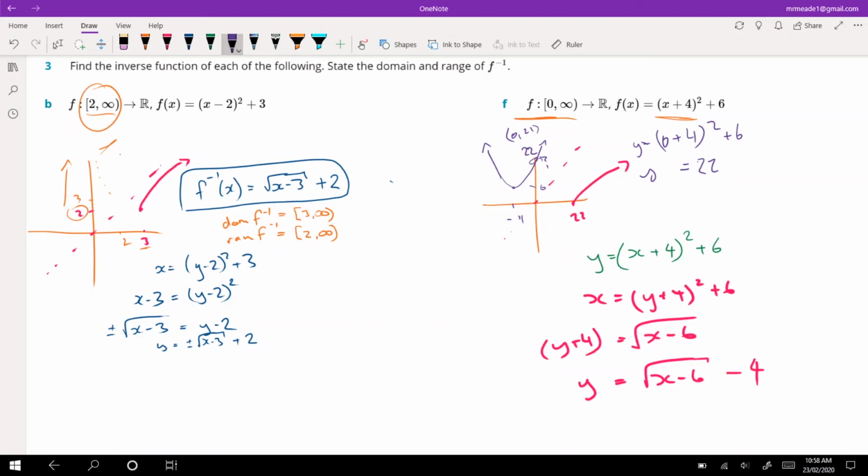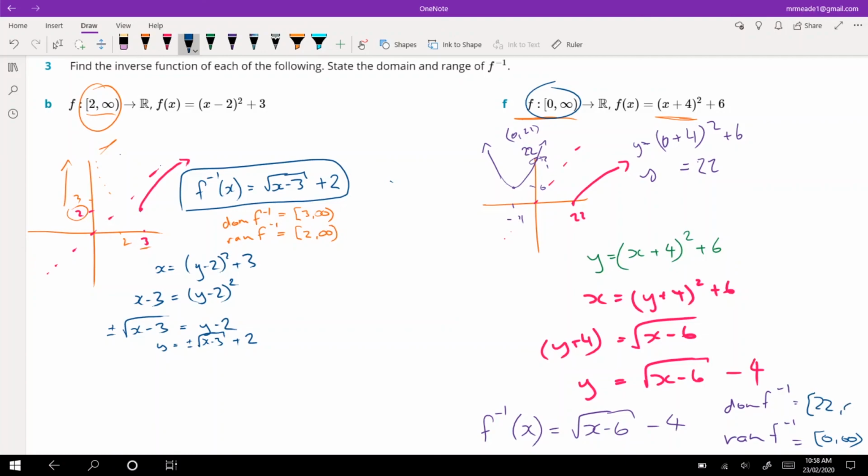And then putting that into my function notation, the inverse of f of x equals root (x minus 6) minus 4. And then lastly, to find the domain and range of the inverse, the range, remember, is the domain of our original function. So from 0 to infinity, we can put that straight in. And then when we look at our graph, we'll see that the graph of the inverse, the pink one, is going to go from 22 to infinity. So it'd be a square bracket, inclusive, to infinity.